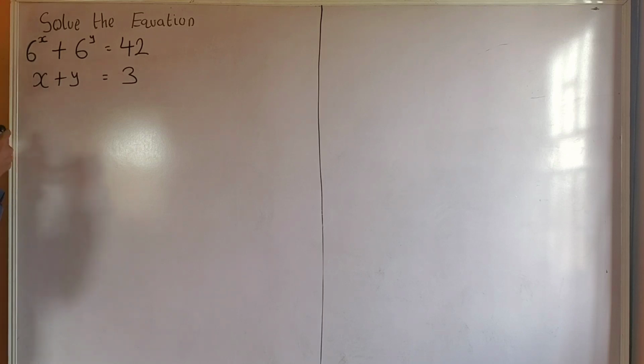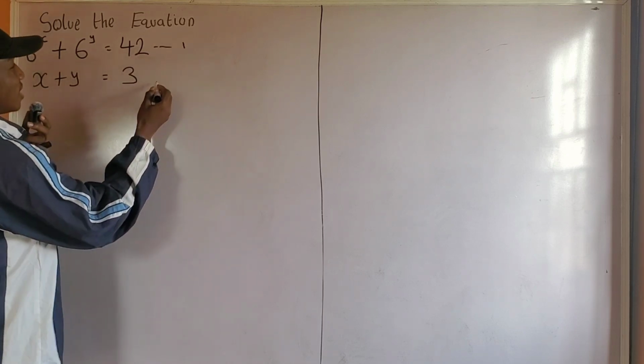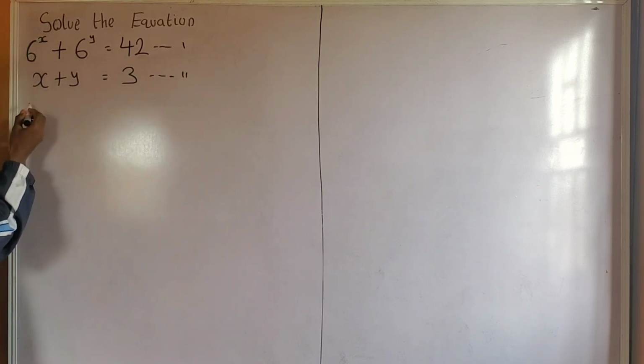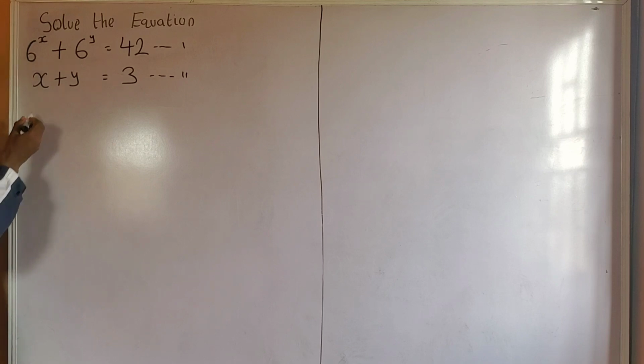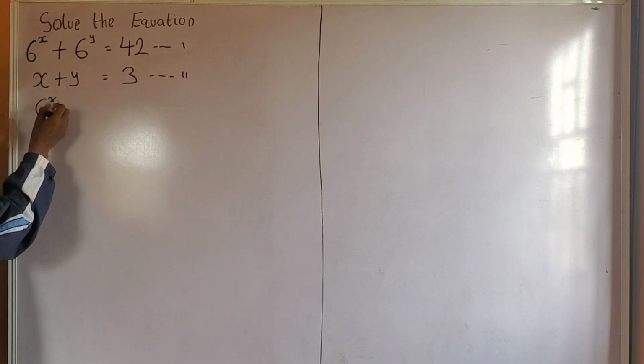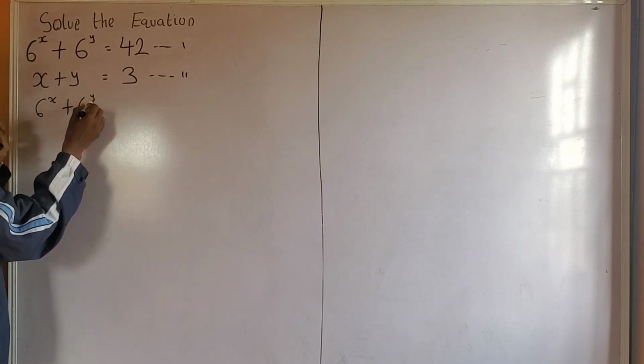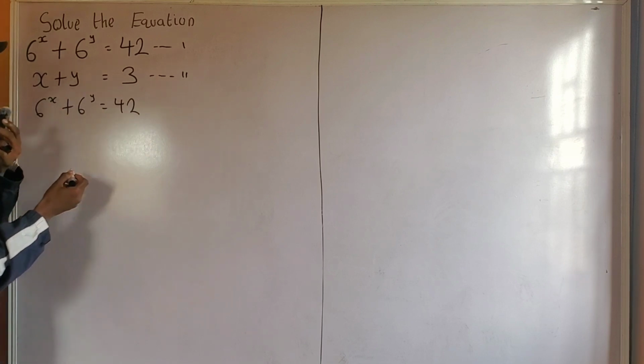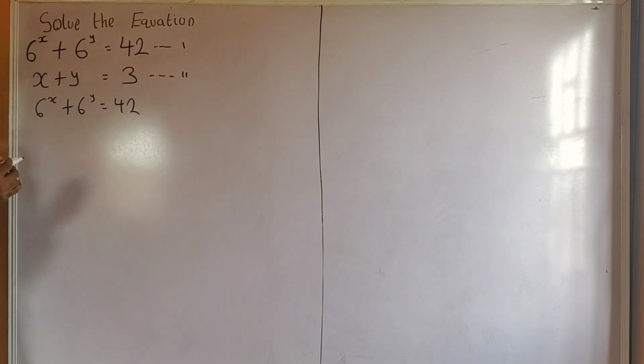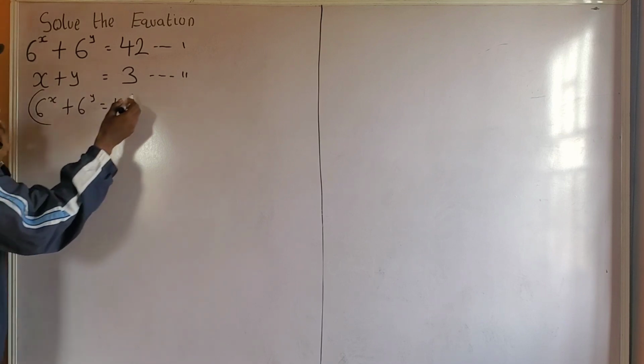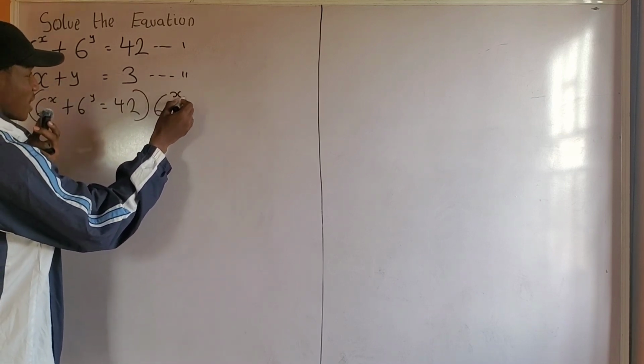Please kindly pay attention. Let's call this one equation 1 and this one equation 2. From equation 1, 6^x + 6^y = 42. Multiply equation 1 by 6^x. That's the first step. So I'm going to have all this multiplied by 6^x.